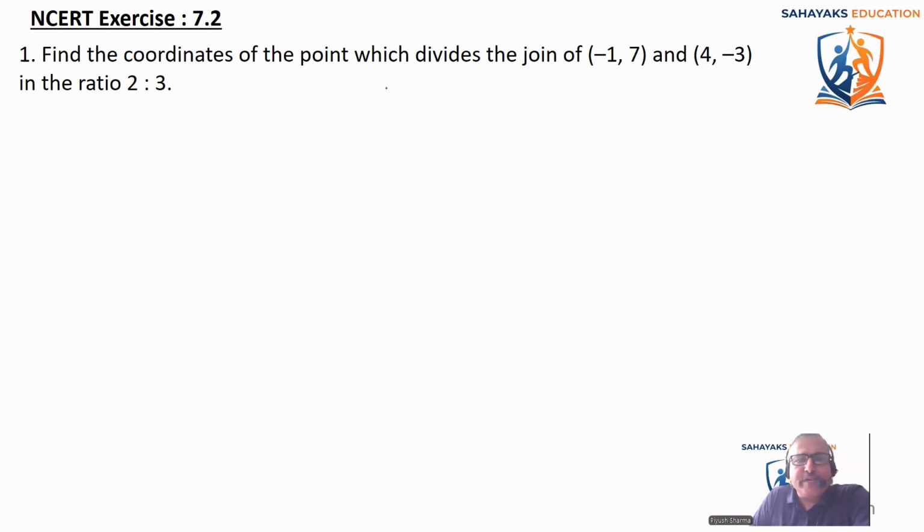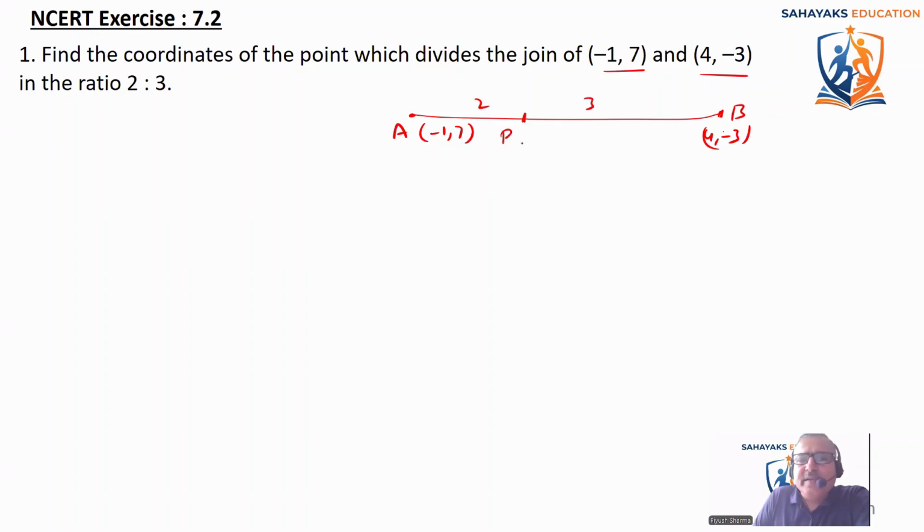So find the coordinates of the point which divides the join of this and this in the ratio 2:3. So I'll just make this point. This point is A. I'll just mention it -1, 7. And this point is B. I'll just mention it 4, -3. Now, some point is dividing in the ratio 2:3, and I'll mention it as P(x, y).